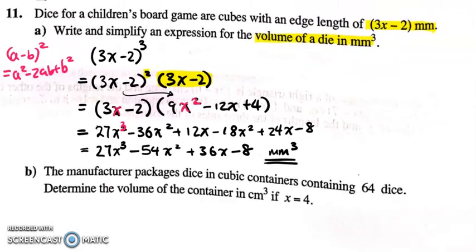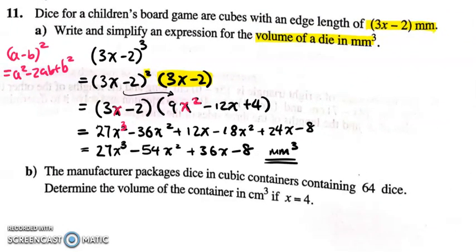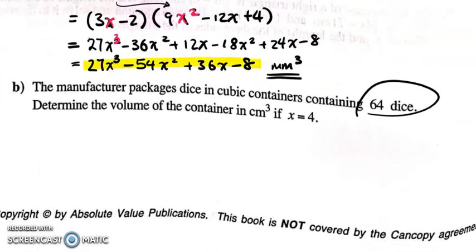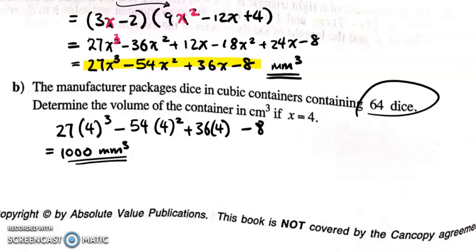All right. In B, it says the manufacturer packages dice in cubic containers containing 64 dice. Determine the volume of the container if x is equal to 4. All right, what we should do first is take the polynomial that we just derived and substitute the value 4 in. It's much easier to work with real values as opposed to polynomial terms. Now that we have the volume of my entire die, I can go back and take the cube root of 1000 and find out that each side must be 10 millimeters.